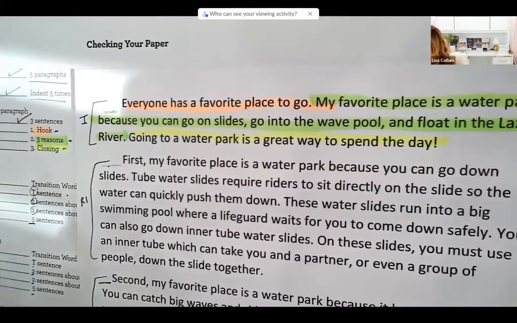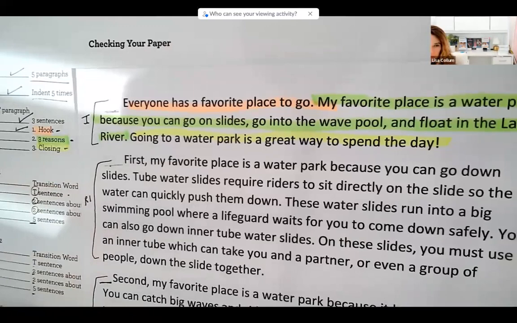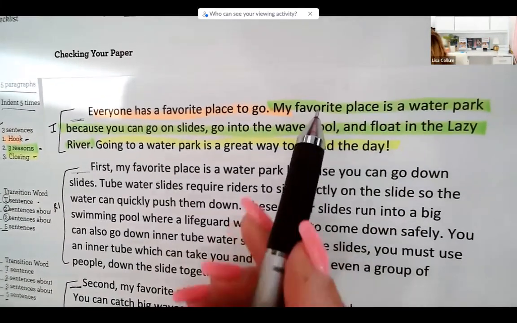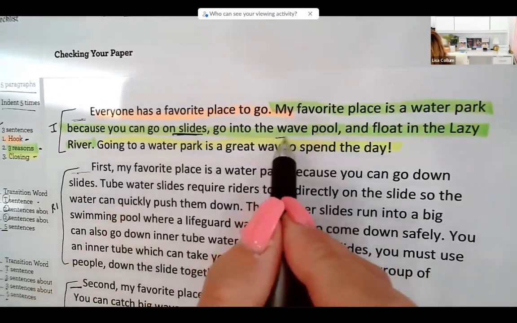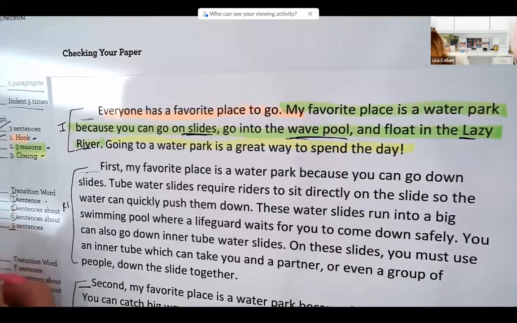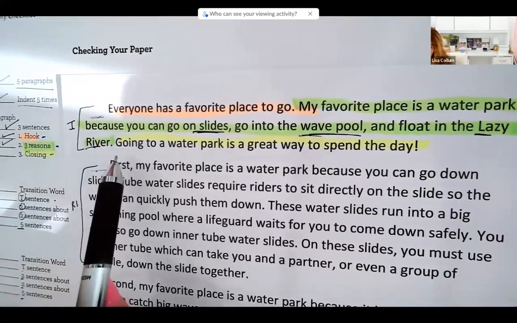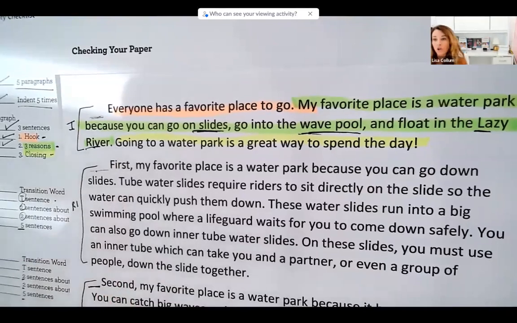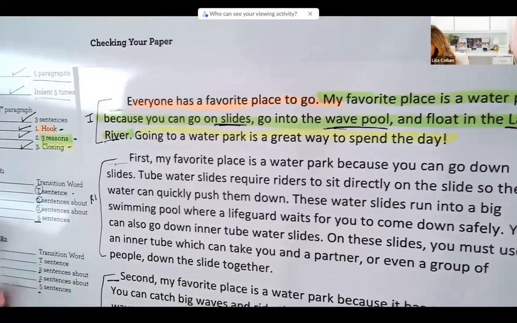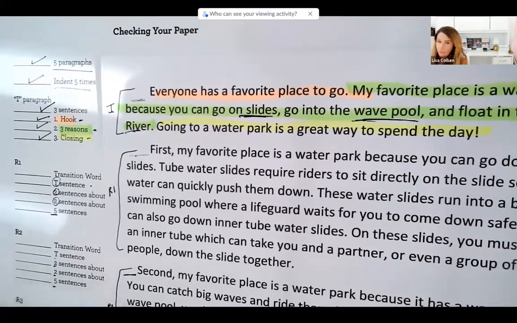So you can see I have my hook, put a check. I stated my 3 reasons. I said my favorite place is a water park because the slides, the wave pool, and the lazy river. That's my 3 reasons. That's that sentence. Put a check. And then my closing, where I say something nice about the topic, going to a water park is a great way to spend the day. Perfect. So I'm done with introduction. I did that perfect. I'm just checking. Remember, this is a review day, so we should know all this. I'm just going through each paragraph with you.